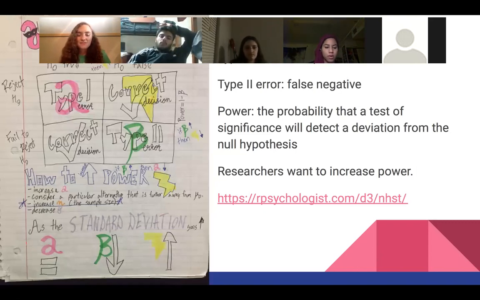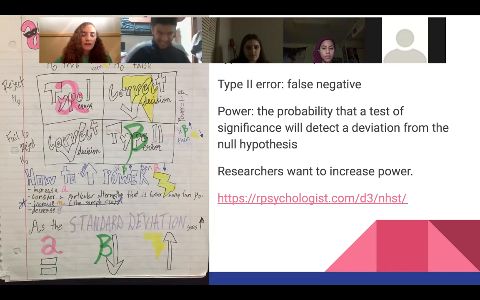A type 1 or a type 2? Type 1, maybe? Yes. So, yes, type 1 is, wait. Well, actually, it probably depends on the situation, but I think in that case, yes.